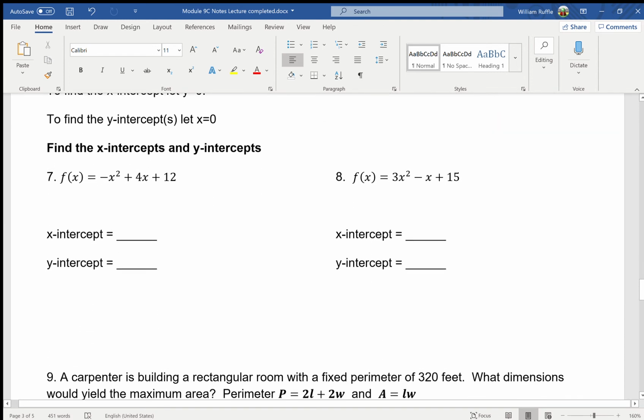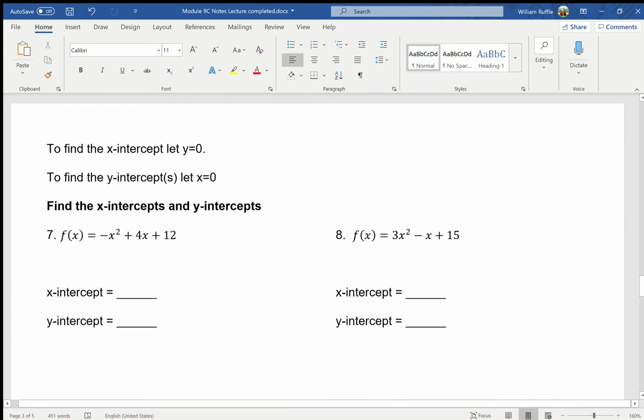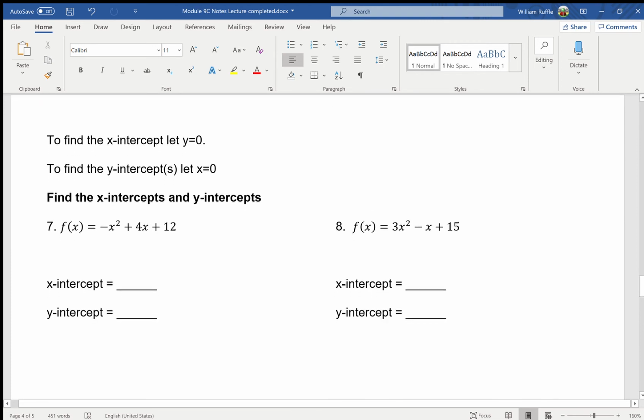So now these will be the last questions I'm going to do for this part of the video. We're just going to find the x-intercept and the y-intercept. This is just like Unit 5. To find the x-intercept, you got to let y equal 0. To find the y-intercept, you got to let x equal 0. So we are going to find the x-intercepts first here.